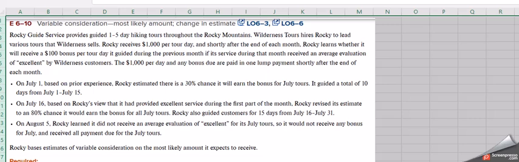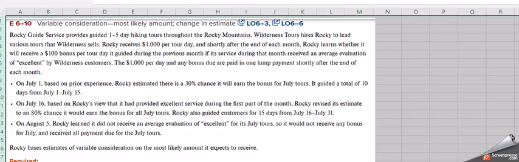Okay, then if we come to this one, I might need a little more space, so I'll start over to the side. We have this Rocky Guide service, and they are offering day hiking tours throughout the Rocky Mountains, and they receive $1,000 a day shortly after the end of each month. Rocky learns that they could receive a $100 bonus per tour day if their previous month's service was rated excellent by the customers.